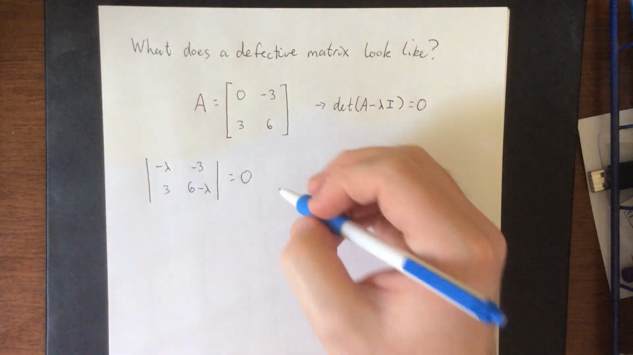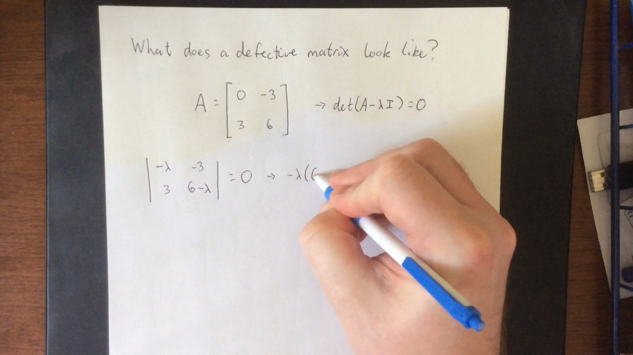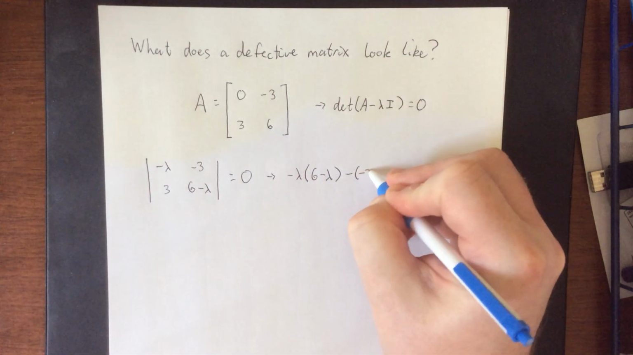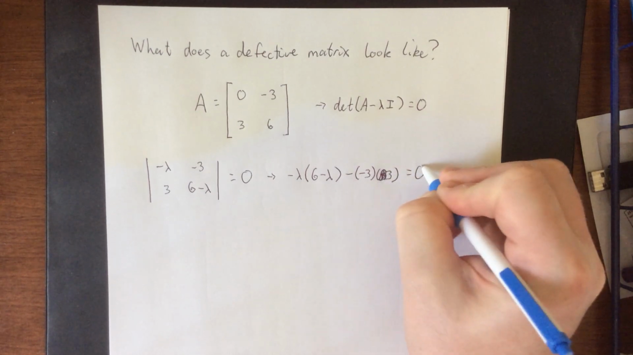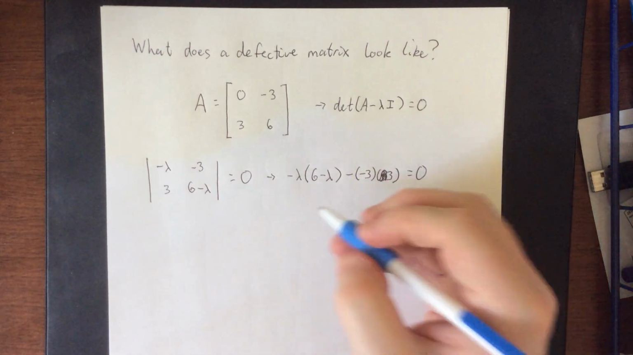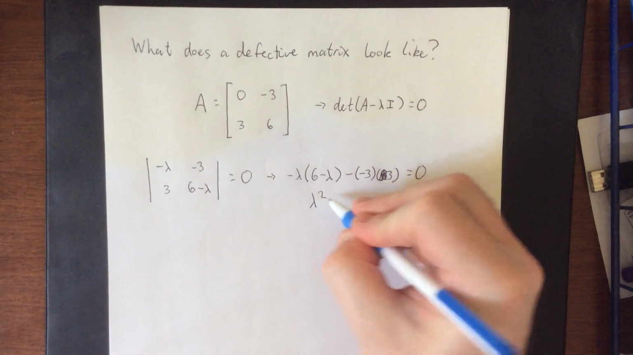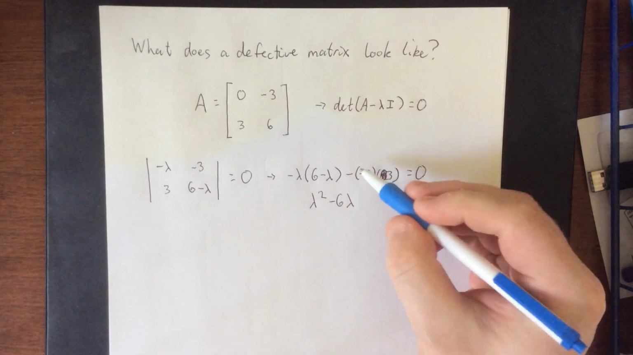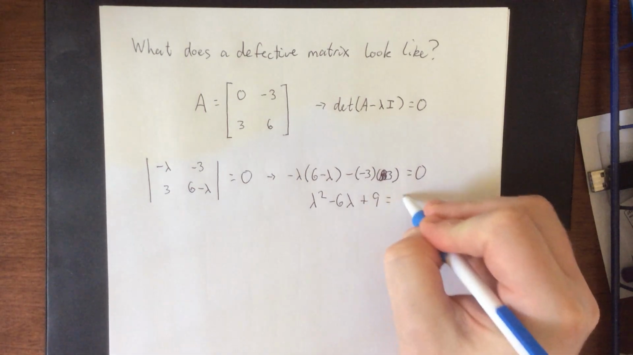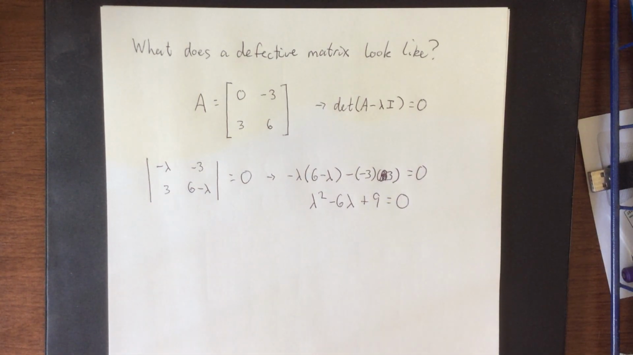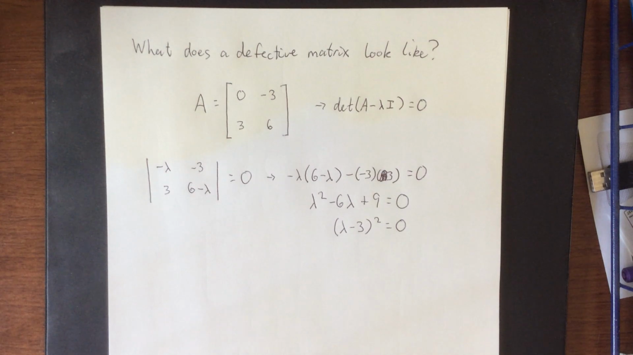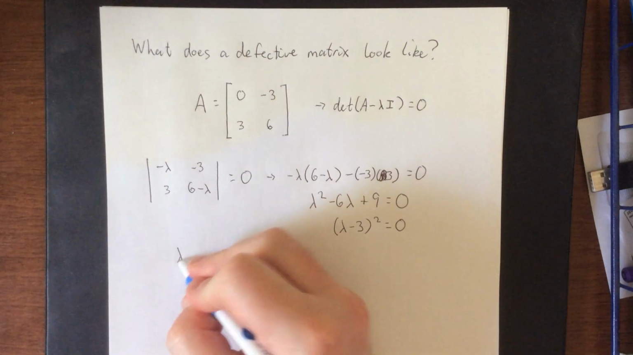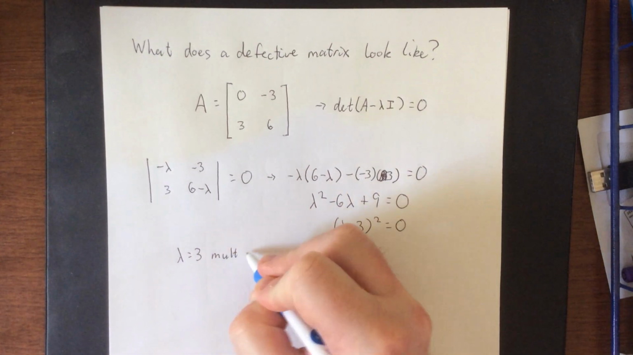So calculating the determinant of this 2 by 2, we'll have negative lambda multiplied by 6 minus lambda minus -3 times 3. Sorry, got ahead of myself and actually did the multiplication. Distributing the negative lambda through and reordering appropriately, we're going to wind up with lambda squared minus 6 times lambda, and then minus -3 times 3 will become plus 9. That'll be equal to 0. When we factor this, it does factor very nicely into lambda minus 3 quantity squared is equal to 0. This tells us we have only one eigenvalue, but it has a multiplicity of 2. So we get lambda equals 3 with a multiplicity of 2.